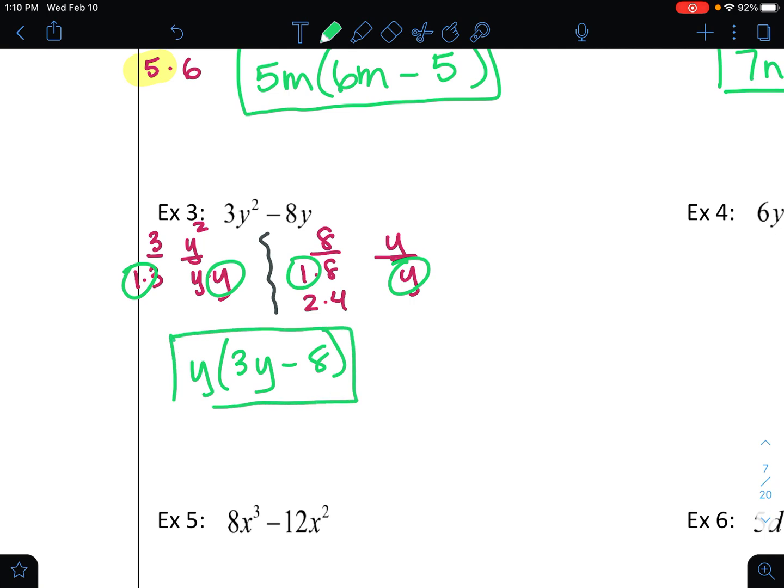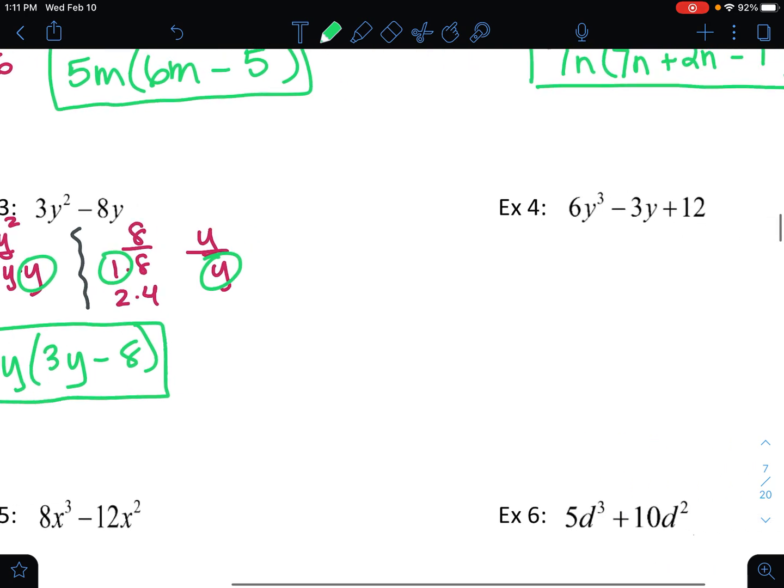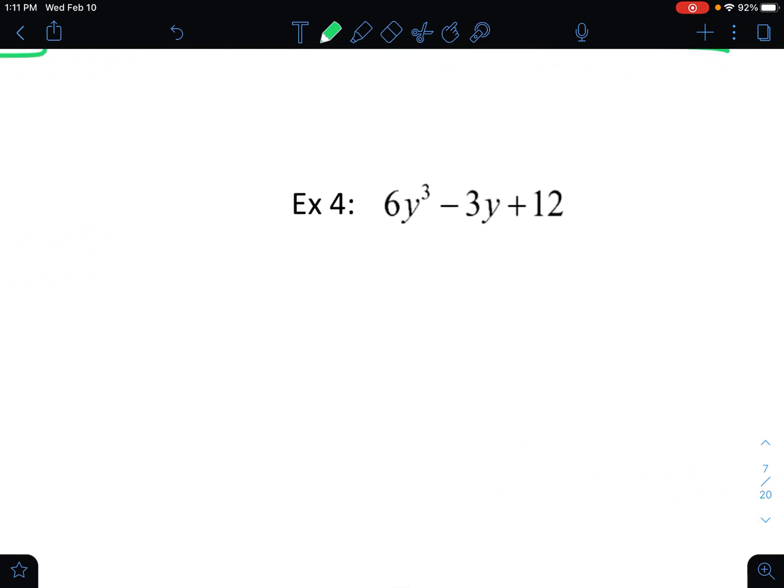Okay, the first one, the largest number I could divide out, it was a 1. So in a way, we say there is no GCF between the 3 and the 8 as far as numbers go. But I could divide a y out. So I just have the y in front, and then what's left is 3y minus 8 in parentheses. So I guess if you wanted to write the GCF, it's just the letter y.